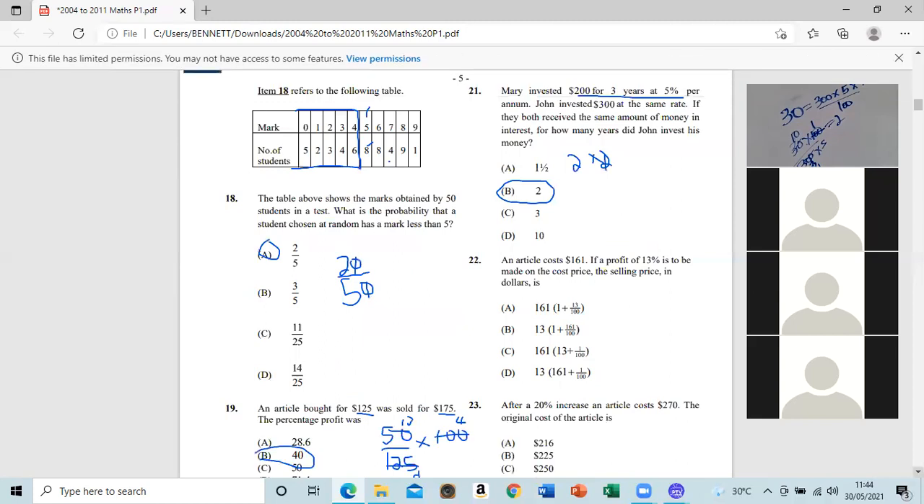An article costs $161. If a profit of 13% is to be made on the cost price, the selling price in dollars is... So basically they don't want you to work it out fully. You just have to look and see 13%. So that'll be A, right? It is either this or this. And 13% is the same thing as 13 over 100. So don't be chicken with that.